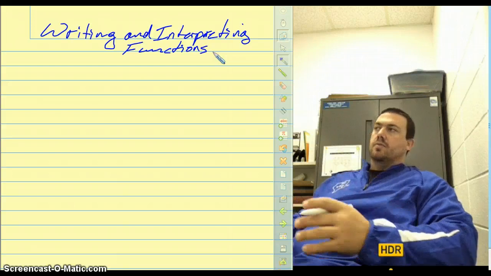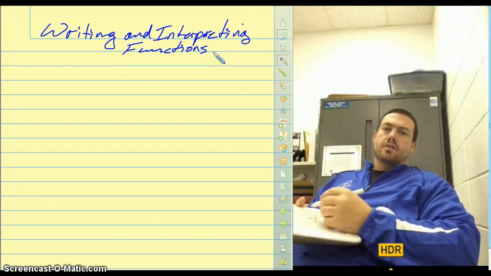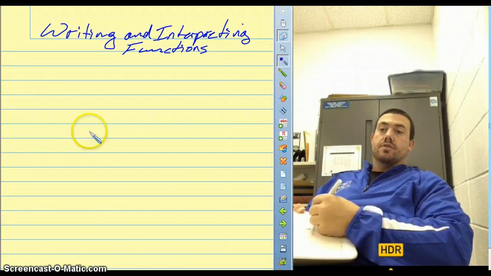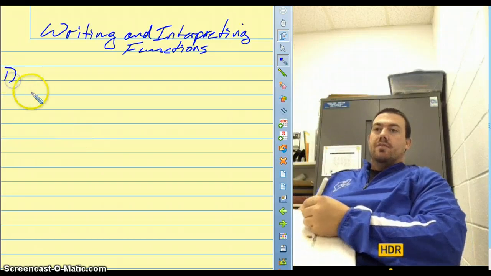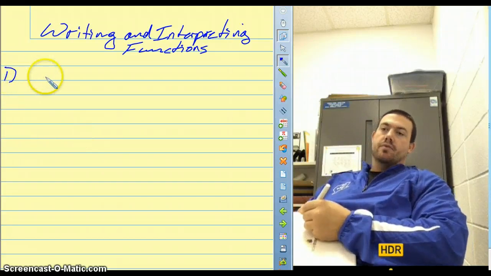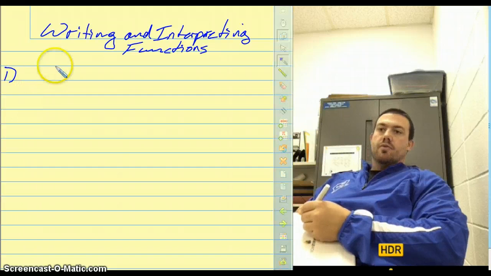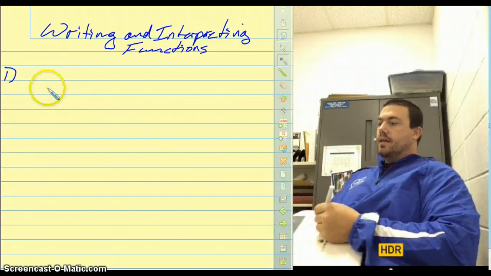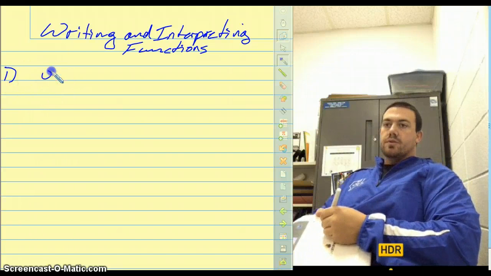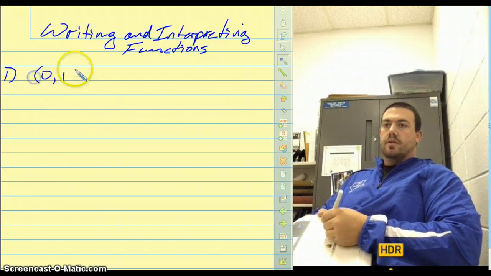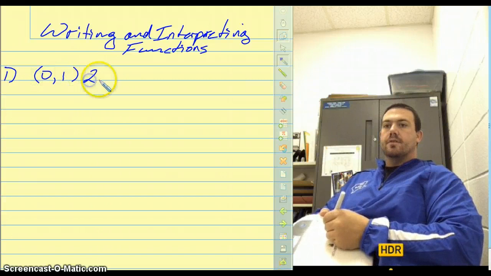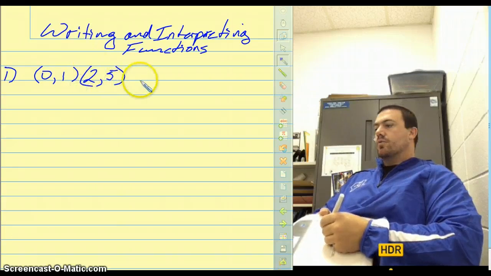So I'm going to give you a couple, actually three different kinds of examples. And the first one is, what if I give you some ordered pairs? Now this is kind of a review. So like my ordered pairs would be, let's for example use 0, 1, 2, 5, or 3, 7.